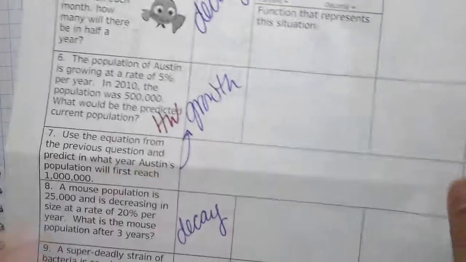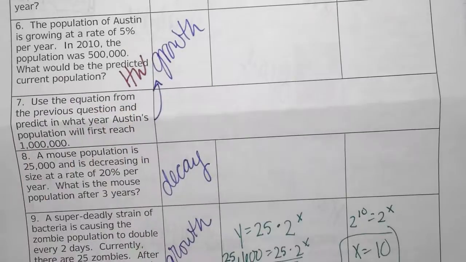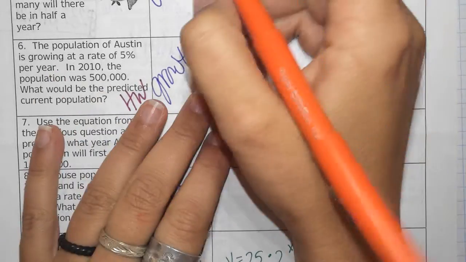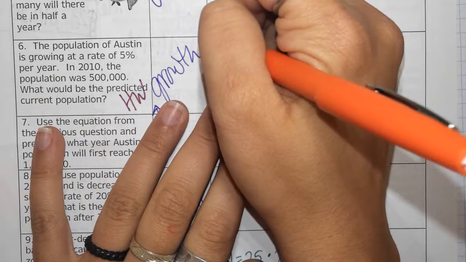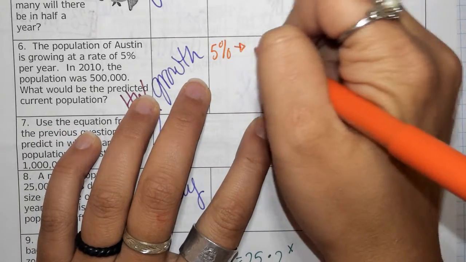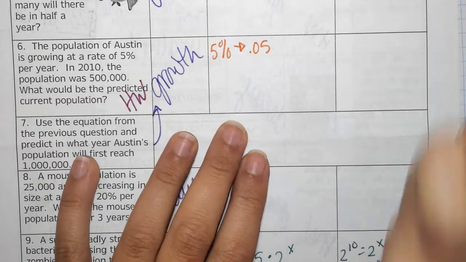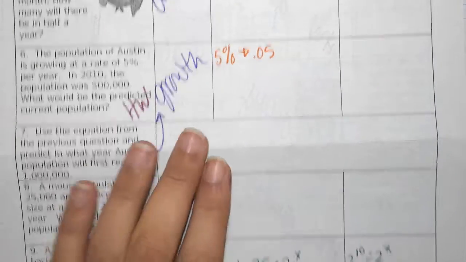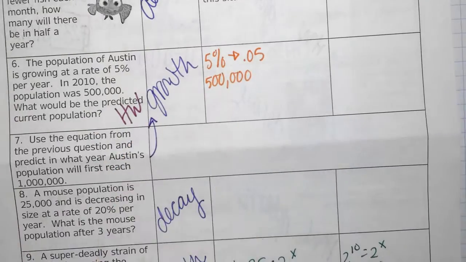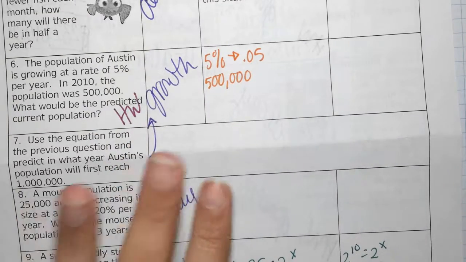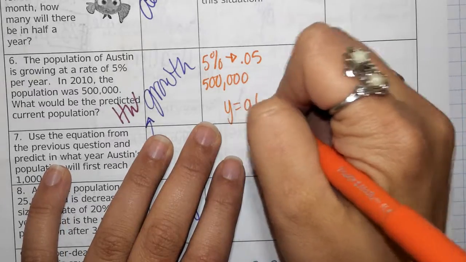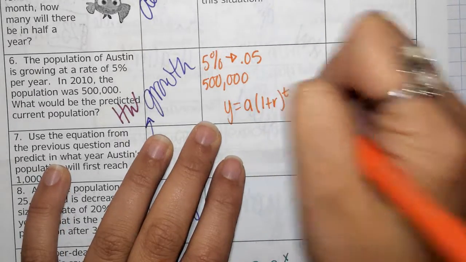All right, so let's look at the back. This growth function says the population of Austin grows at a rate of 5% per year. So our growth is 5%. What is 5% in decimal form? 0.05. Awesome. What's our initial amount in 2010? 500,000. So if you needed to write those down, you could have. And then our formula is A times 1 plus R to the T power.